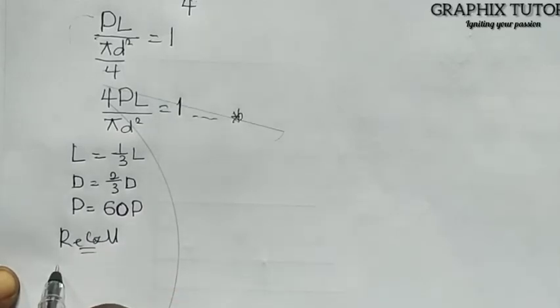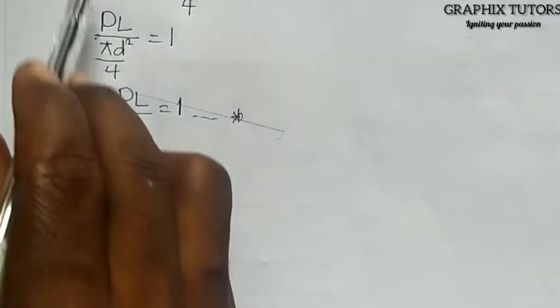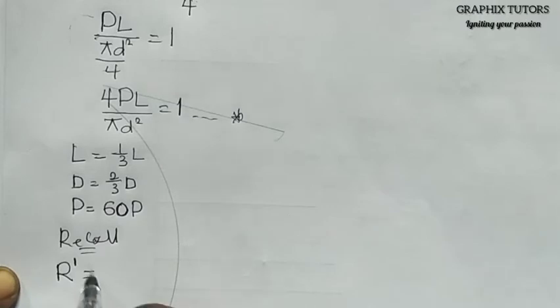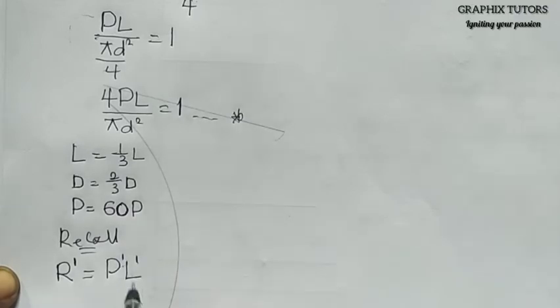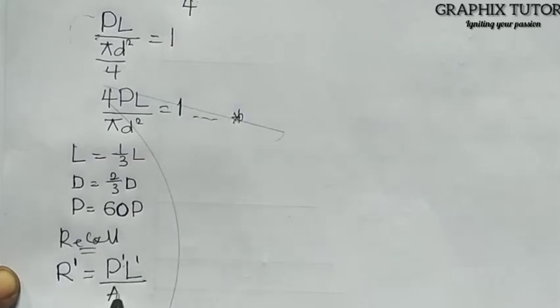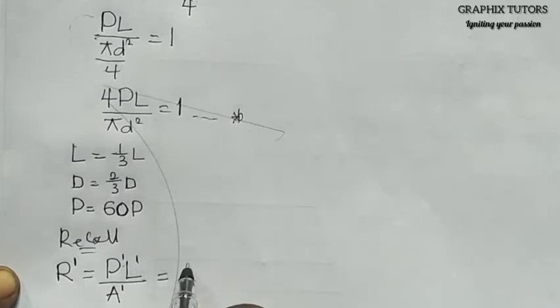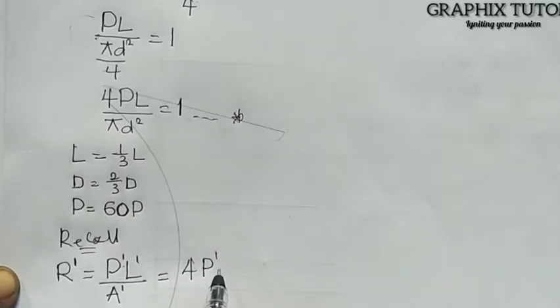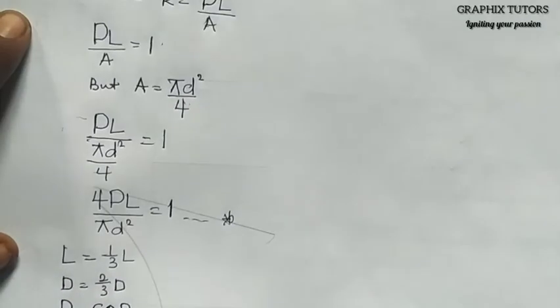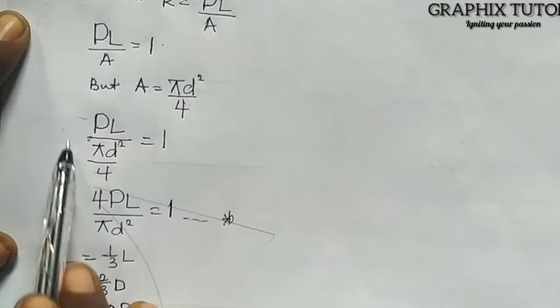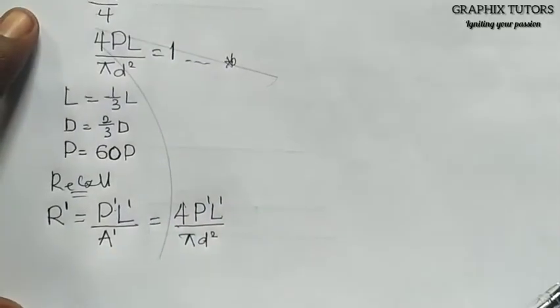If you now recall my resistance R, I'll use prime here to separate it from the initial one I used earlier. It is resistivity prime multiplied by length prime, just to differentiate from what I used earlier, all over the area prime. This can also be written as 4 resistivity prime, the length prime, all over pi d square. I showed you how I got this earlier: area is pi d square over 4, and when we have this, the 4 will come up and we have this guy here.